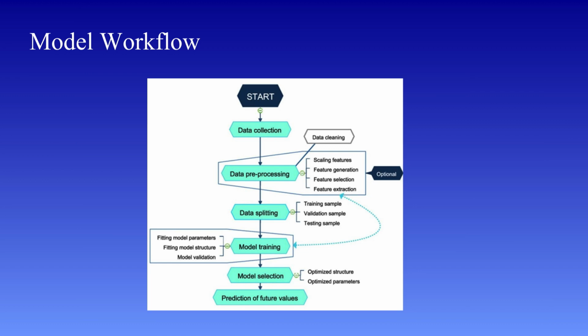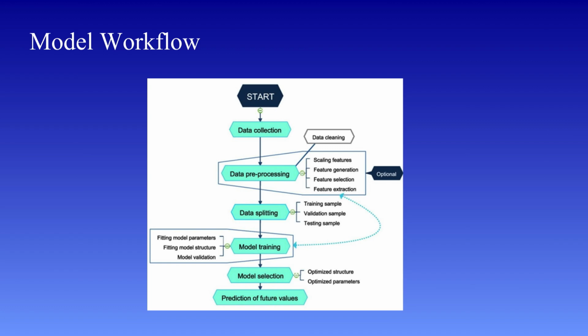Once the features are ready, we move on to splitting the dataset. We typically divide the data into two parts: training data and testing data. The training data is used to build the model, while the testing data is used to evaluate its performance. This is very important because we want to see how the model performs on new, unseen data, not just the data it was trained on. Without this step, we cannot judge whether the model is truly effective.